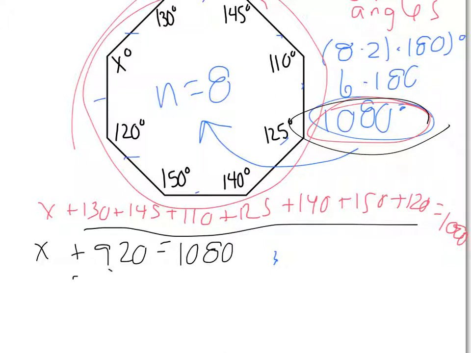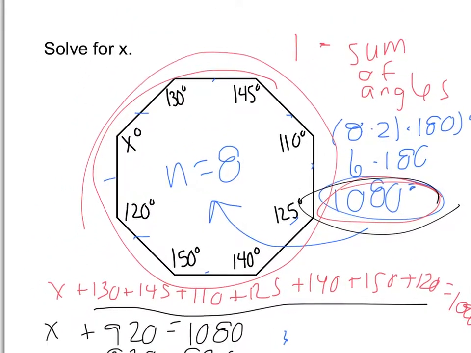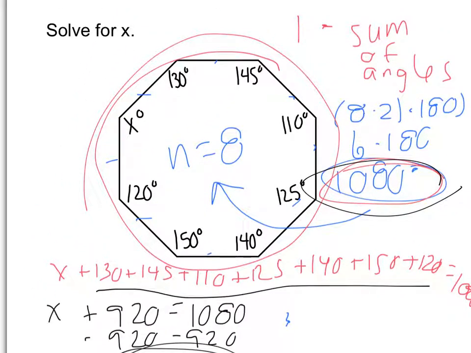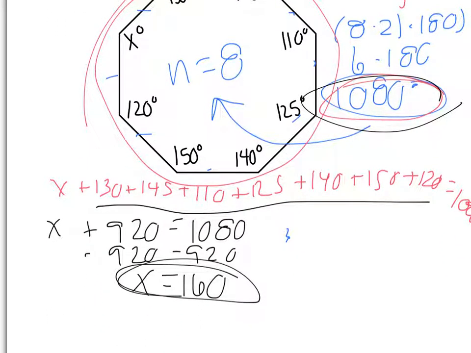Okay, then I would subtract 920 from each side. And I get x equals 160. So that would be your answer. So again, for these type of problems, you first figure out what the sum of the angles is like you did in the last slides. Then you just add them all up, set them equal to that number, and solve.